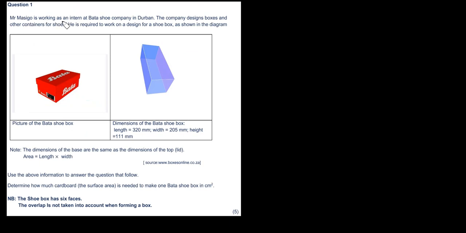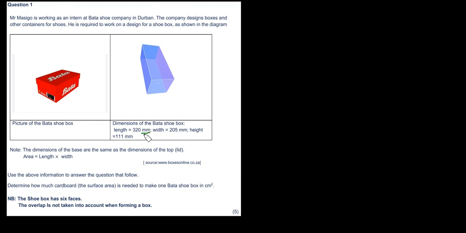Mr. Masingo is working as an intern at Bata Shoe Company in Durban. The company designs boxes and other containers for shoes. He is required to work on a design for a shoe box as shown in the diagram. So you've got a picture of the shoe box here, and also the dimensions. You are given the dimensions in millimeters.